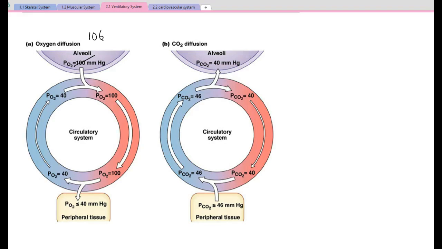It has a much higher concentration of oxygen than carbon dioxide. So when we breathe in, we have approximately 100 millimeters of mercury. That's the pressure of oxygen in the alveoli, and approximately 40 millimeters mercury pressure carbon dioxide in the alveoli. So that's when we breathe in.